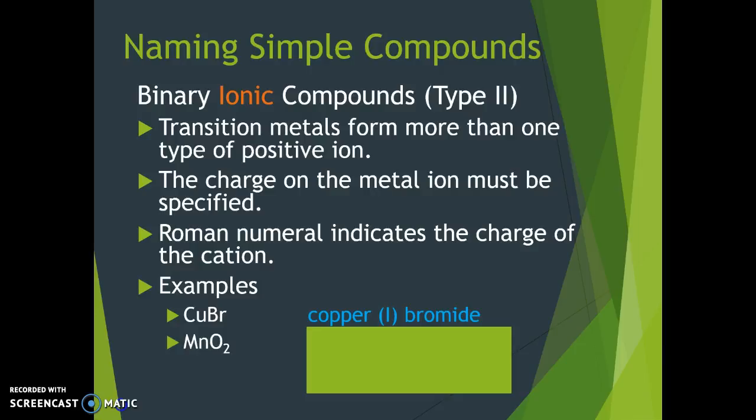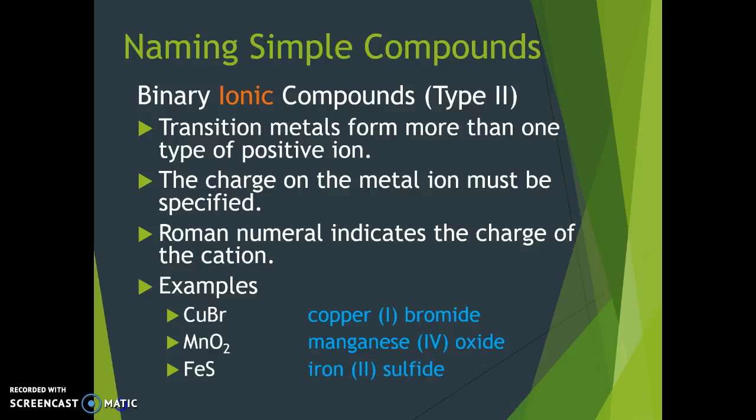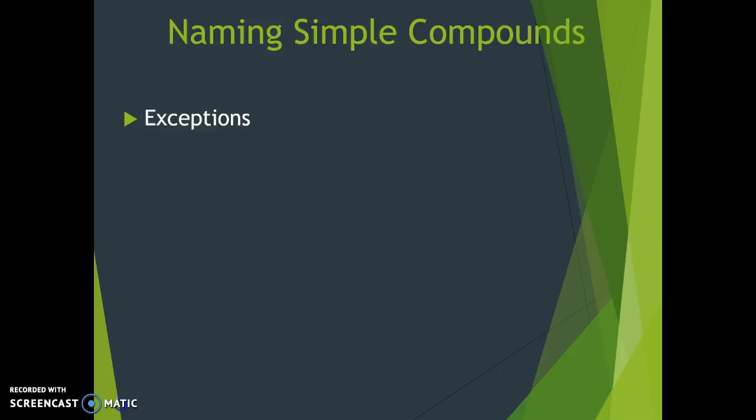Manganese is a transition metal that can have multiple charges, but oxygen always has a -2 charge. Since there are two oxygens, the total negative charge is 4, and the manganese must have a +4 charge to form a neutral compound. So this would be correctly named manganese(IV) oxide. Finally, iron bonds to sulfur in a 1-to-1 ratio. Sulfur always has a -2 charge, so the iron must have a +2 charge. This would correctly be named iron(II) sulfide.